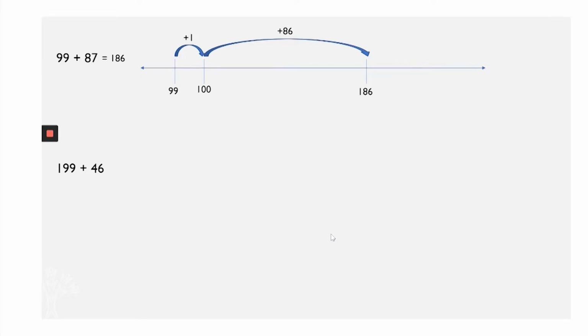Okay, so here is what I did. I thought 99, if I just add one more, I'm going to be at 100. So if I added 1 already, I still need to add how much? 86. And 100 plus 86, I can do that in my head. 186. So 99 plus 87 is 186. Awesome. Okay, let's look at the next one. 199 plus 46. Try that out on your own.